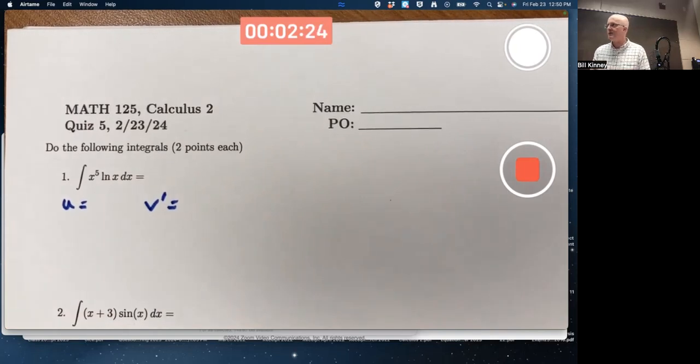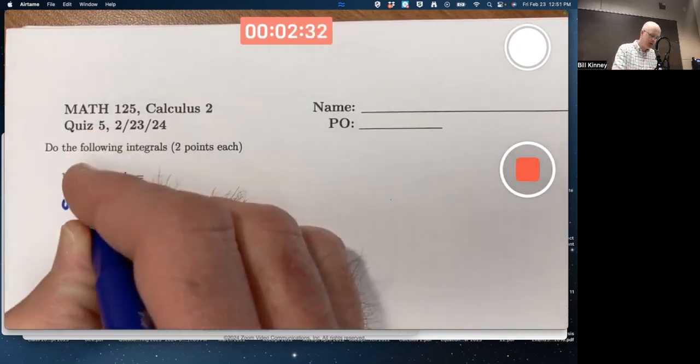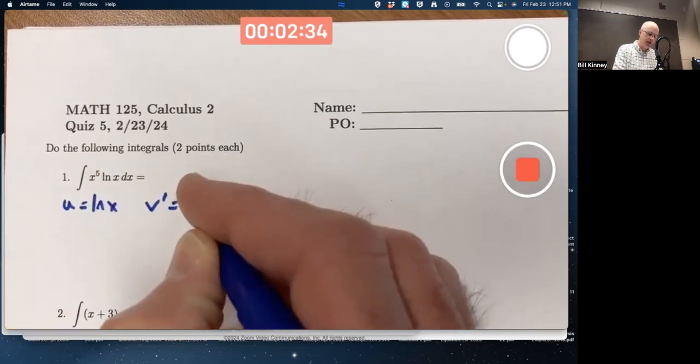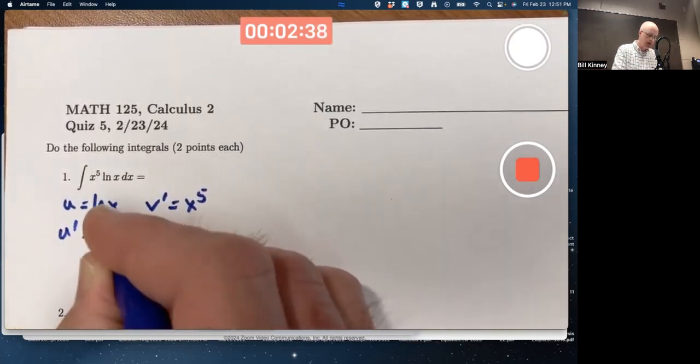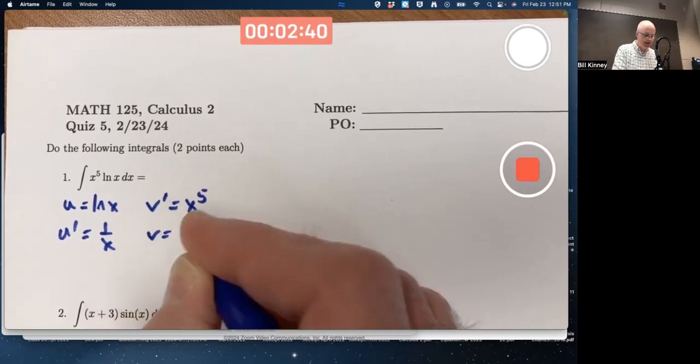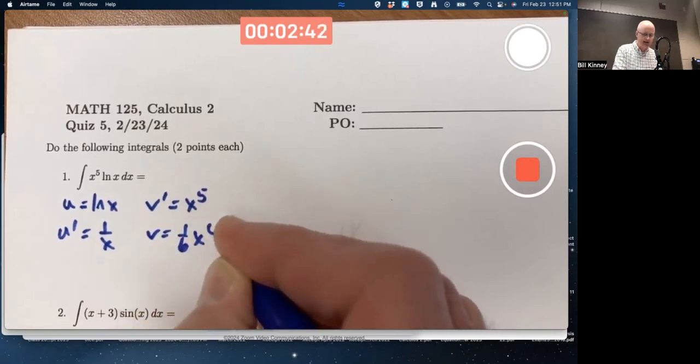First bit of advice, what should v prime be? It should be something easy to integrate. Therefore, do not choose natural log of x for v prime. Instead, make that u and make v prime the other factor, x to the 5th. U prime will then be 1 over x. V will be 1/6 x to the 6th.